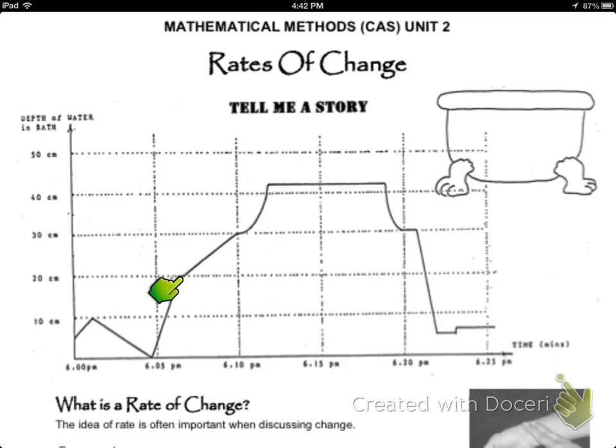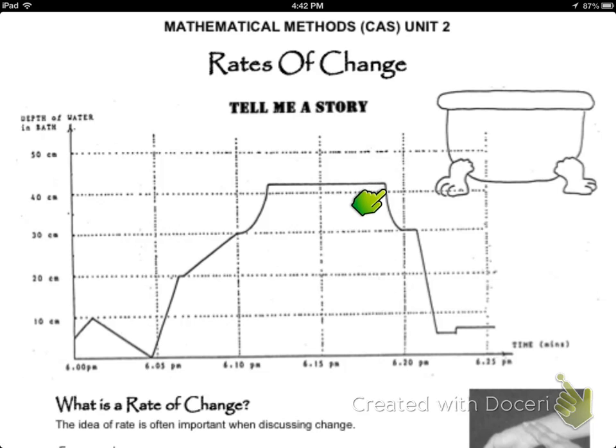The tap may have then been turned down, but still on, so that its rate is lower than that, perhaps by rising another 10 centimetres over 4 minutes. That would only be about 2.5 centimetres per minute. This section up here has a rate of change of 0. You can see that the depth of water is not changing in relation to time.